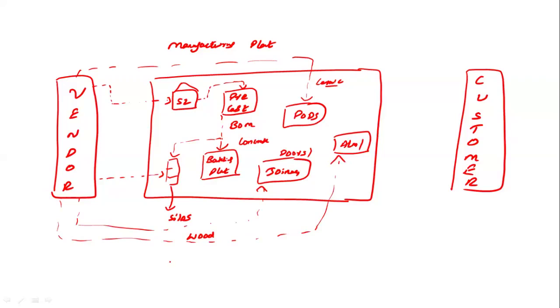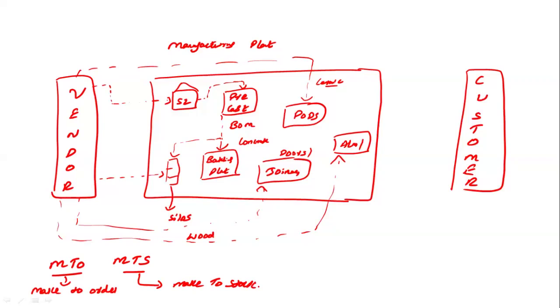So in business, you have two types of business. One is MTO and MTS. So MTO is nothing but make to order. MTS is nothing but make to stock.